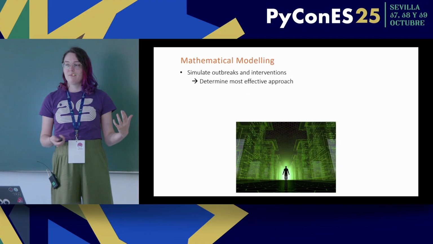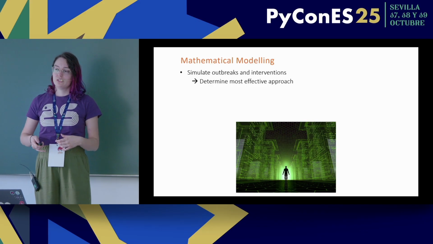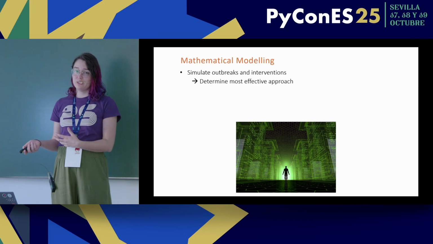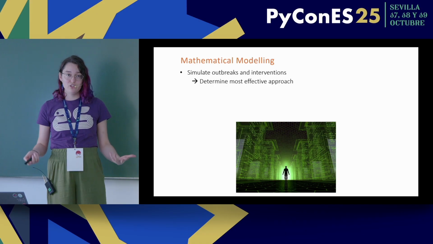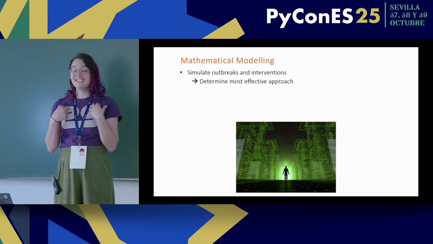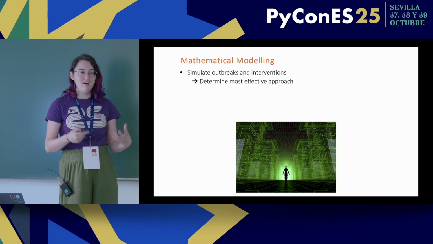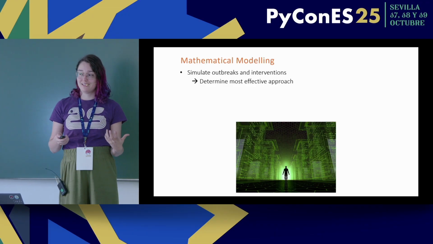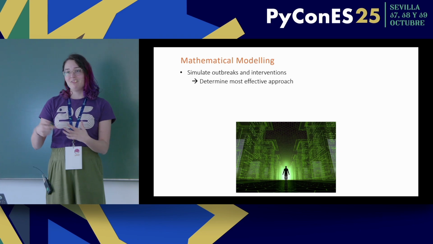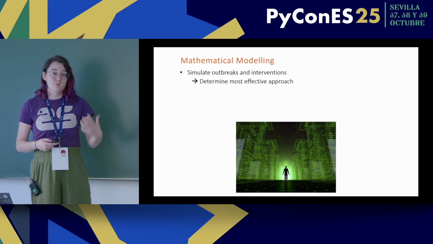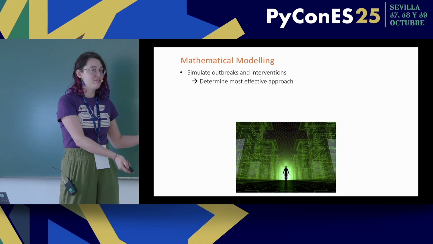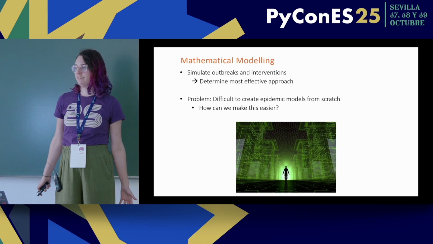And this is where mathematical modeling comes in. So instead of just trying things out in the real world with real consequences, we can just run a simulation that approximates the real world, and that can give us very important insight into what kinds of interventions work best. That allows us to determine an effective approach without having to get to the point where real people have gotten infected and potentially died from this particular disease.